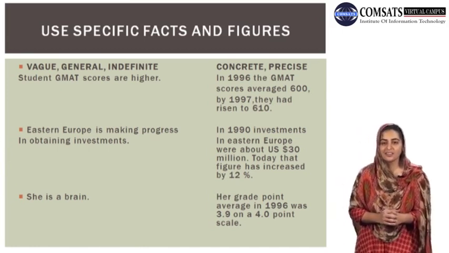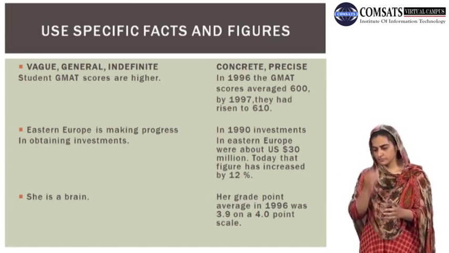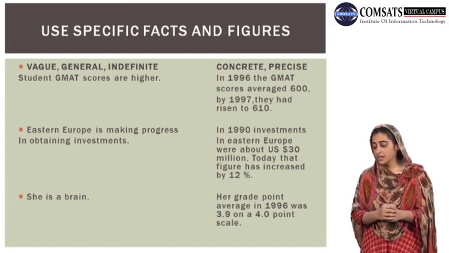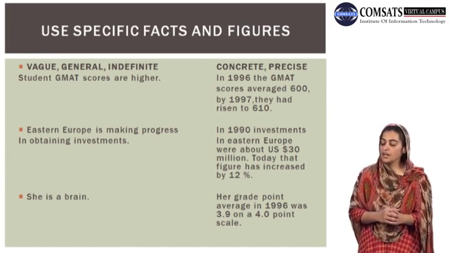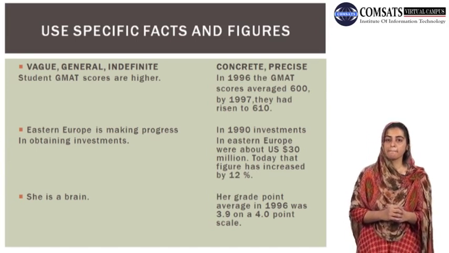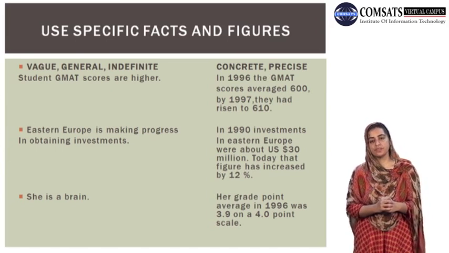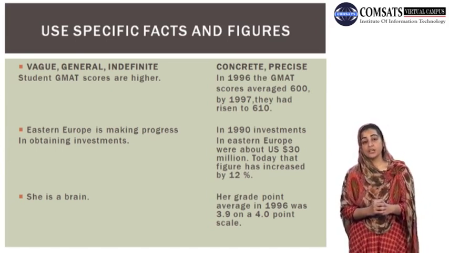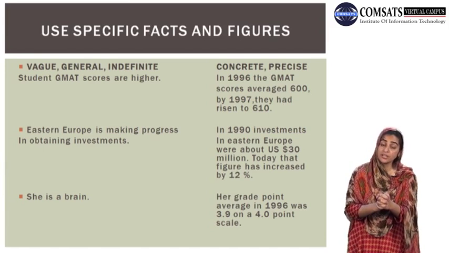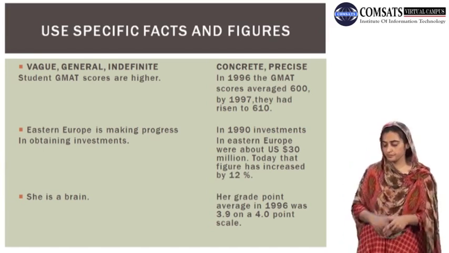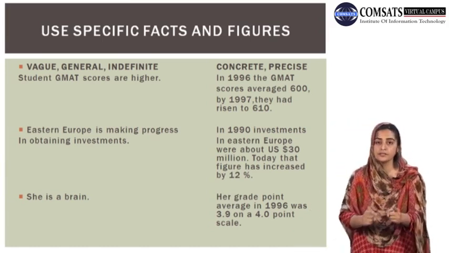General vague statement. Can we make it a bit more concrete? Yes. Her grade point, she was a student by the way, not your colleague. Her grade point average in 1996 was 3.9 on a 4.0 point scale. Now you have quoted the facts and figures. The discussion is that you should make your reports more concrete, and the first tip in order to get your report converted into a concrete report is to add facts and figures to your reports. Move from general to specific, from vague to concrete.